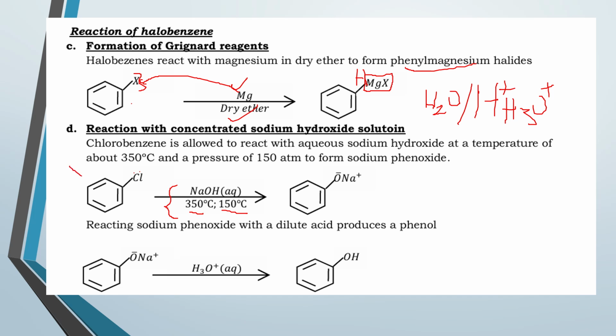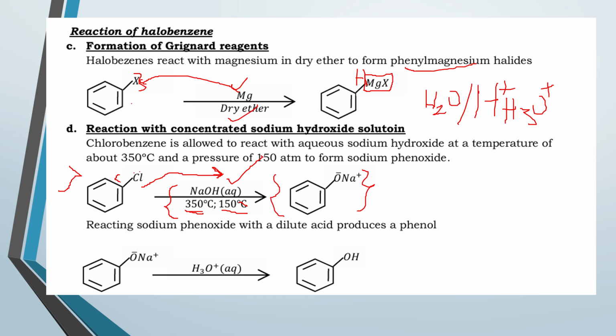Or we can have reaction number 2, whereby we can convert our halobenzene into a phenoxide. To do that, we need aqueous sodium hydroxide at a temperature of 350 degrees Celsius and a pressure of 150 atmospheres. When we do this, we are going to get sodium phenoxide. Notice that this one cannot be converted directly to phenol. There's no way you can heat sodium hydroxide with halobenzene and get phenol. It's not possible because the bond between carbon and chlorine is very strong, according to the explanation that I've given you previously. So we form sodium phenoxide.